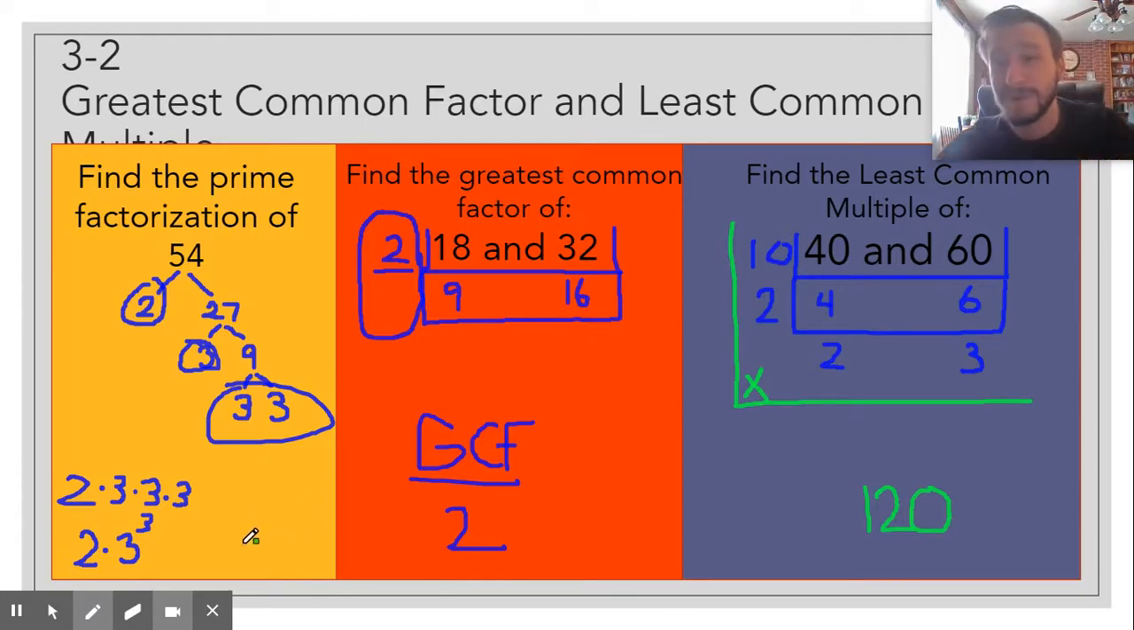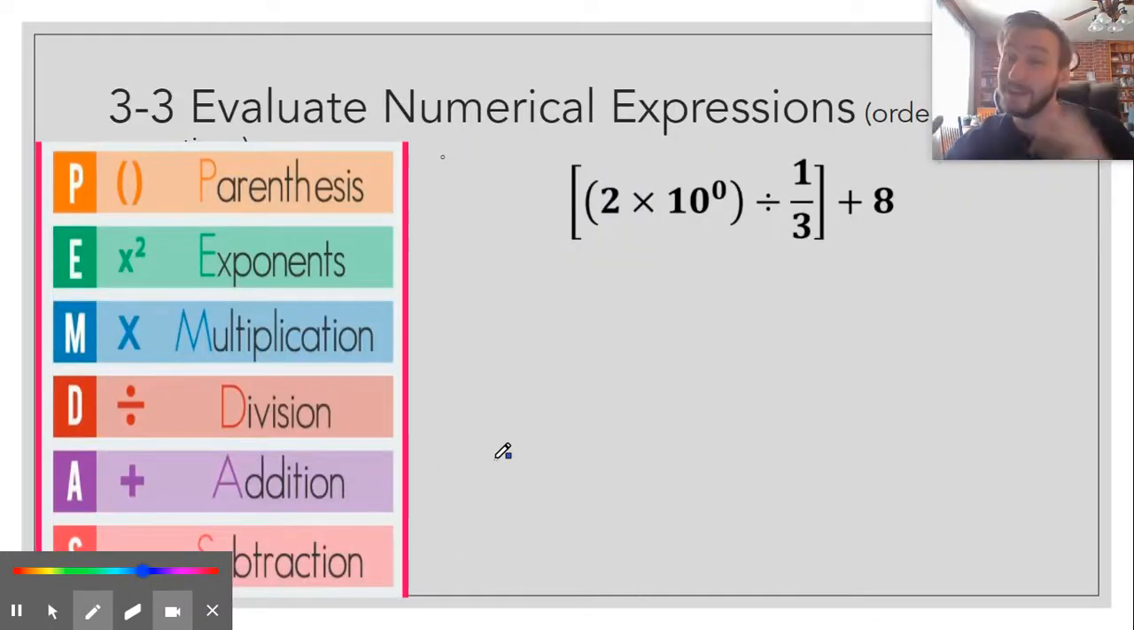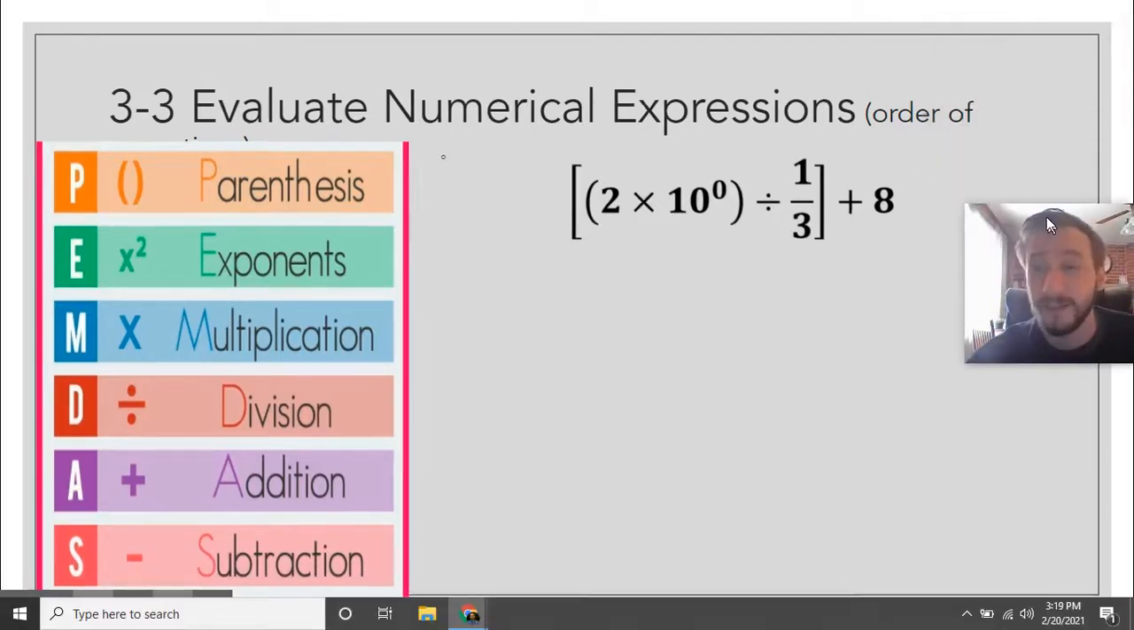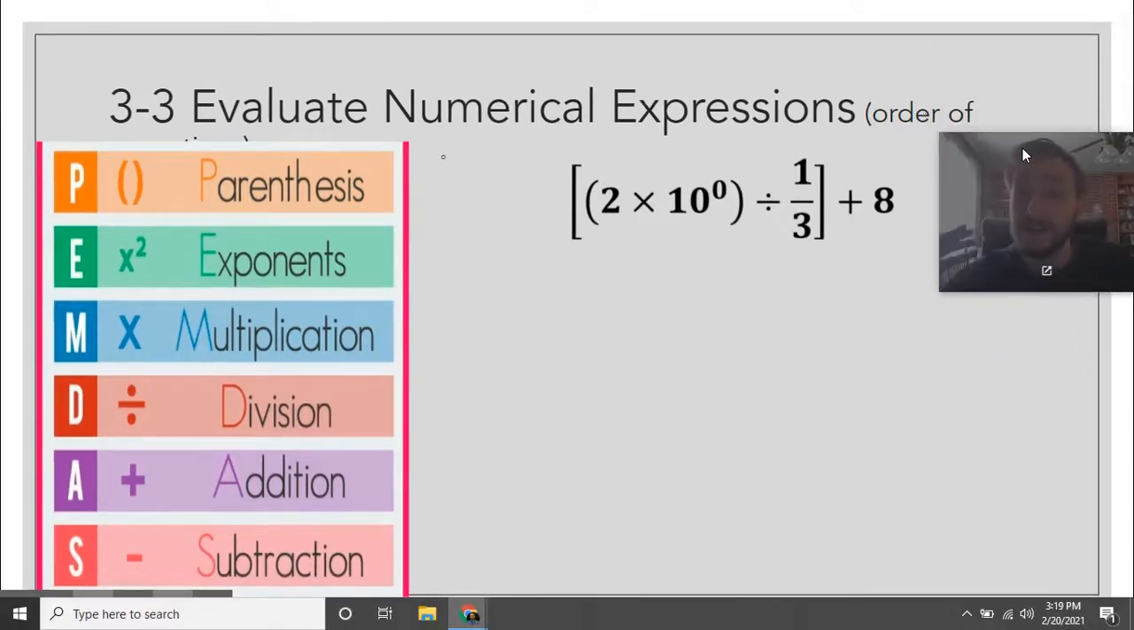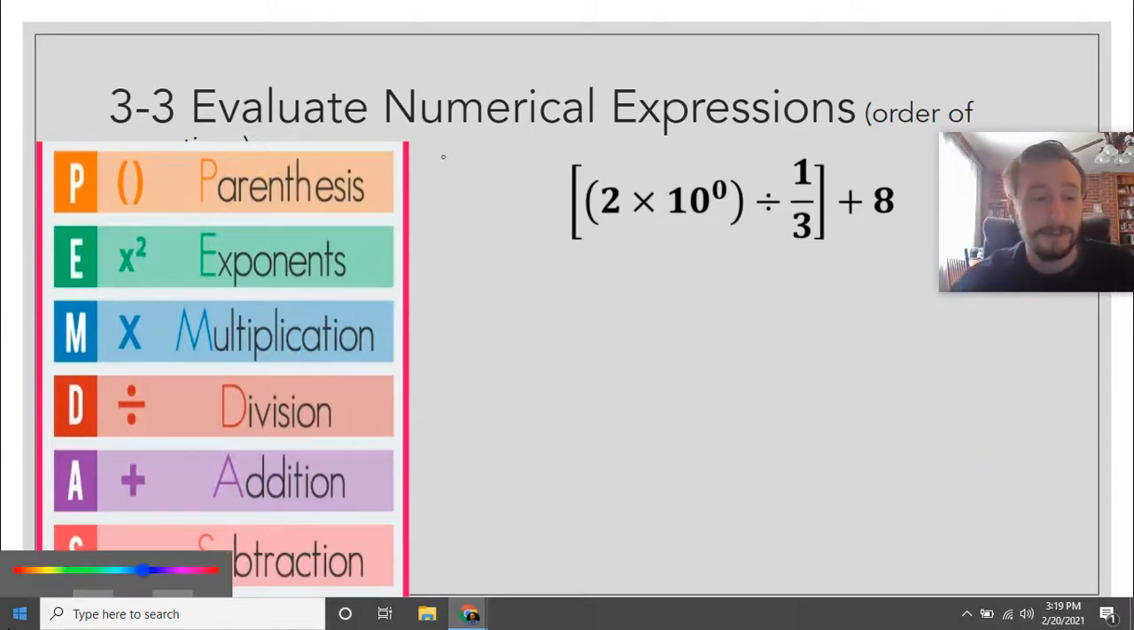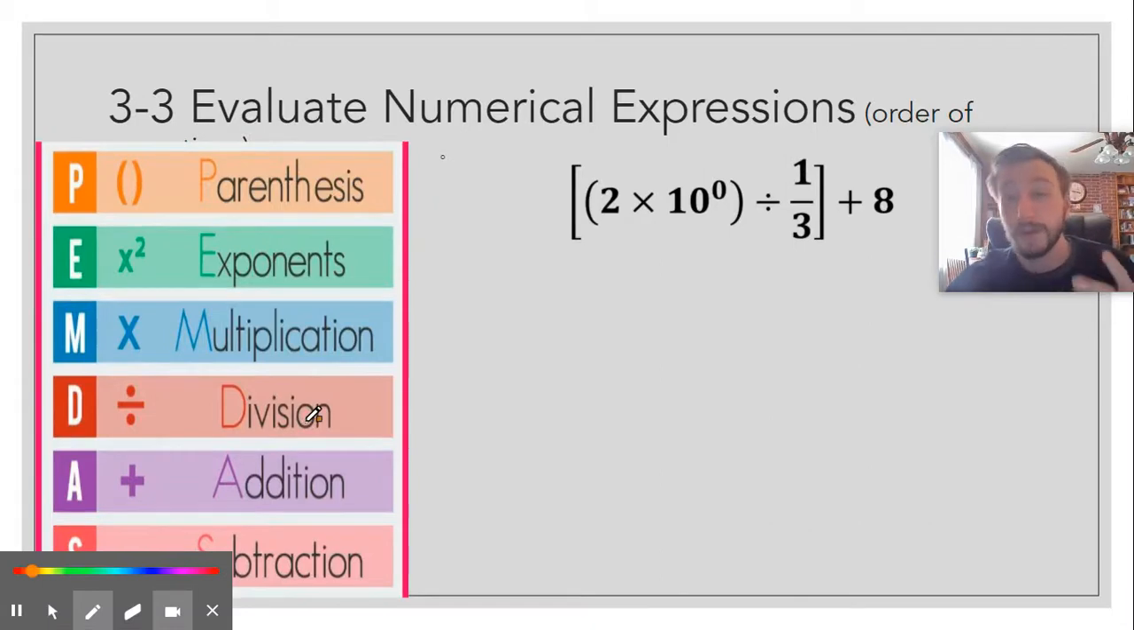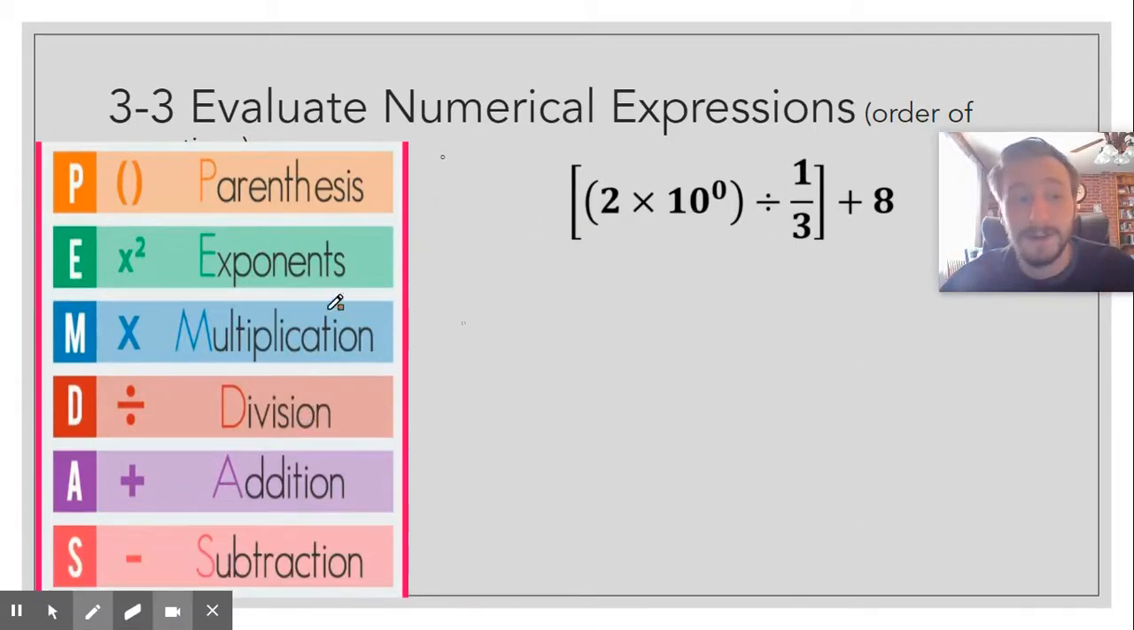All right, let's move to 3-3. I think hopefully a lot of you guys enjoyed 3-3 because all this one was finding the order of operations. And that's where you use Please Excuse My Dear Aunt Sally in order to solve these types of expressions, right? So we just want to do it one step at a time. So looking at this expression right here, we see brackets, we see parentheses, multiplication, exponents, division, addition, there's fractions, right?